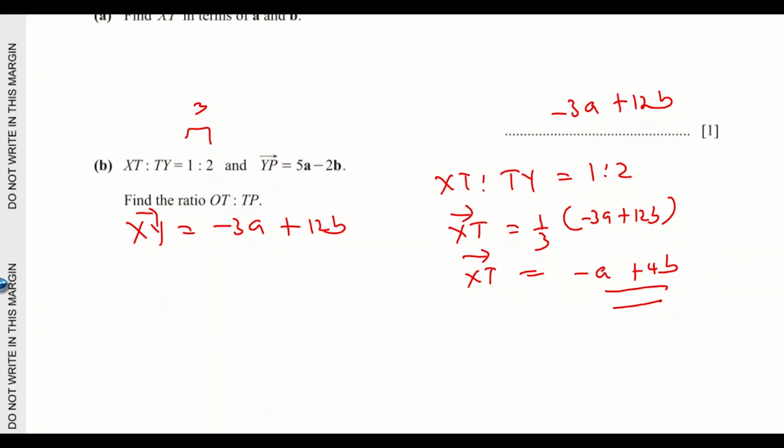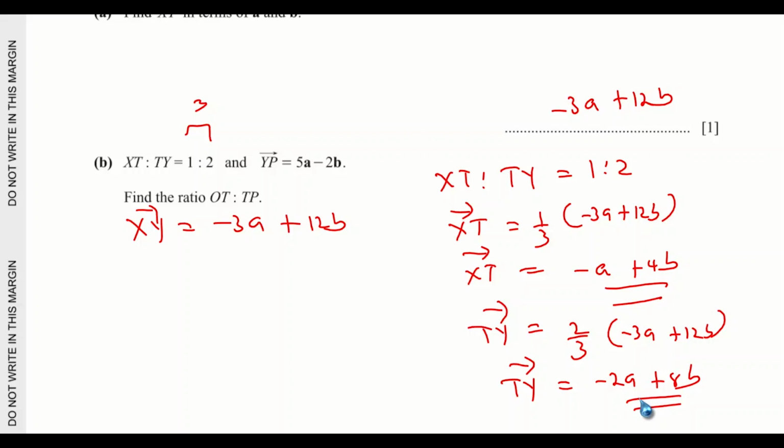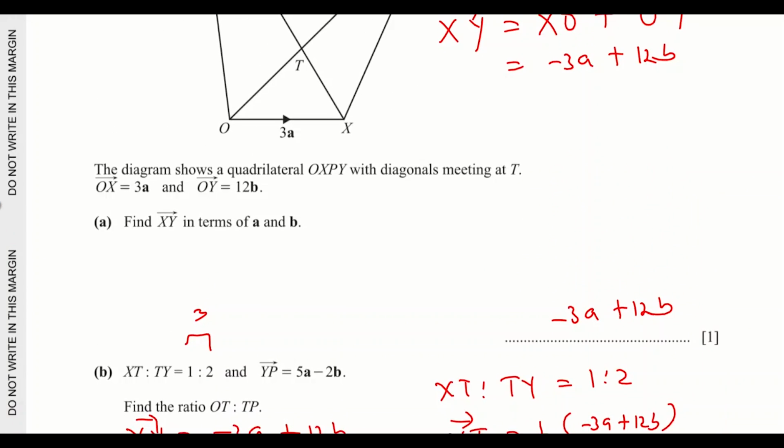Similarly, we can get TY. TY equals 2 over 3 into minus 3a plus 12b. If you expand that, you get TY to be equal to minus 2a plus 8b. So from this now, we can actually find OT. We need to find OT, we need to find TP. Once we get OT and TP, then we can get the ratio.